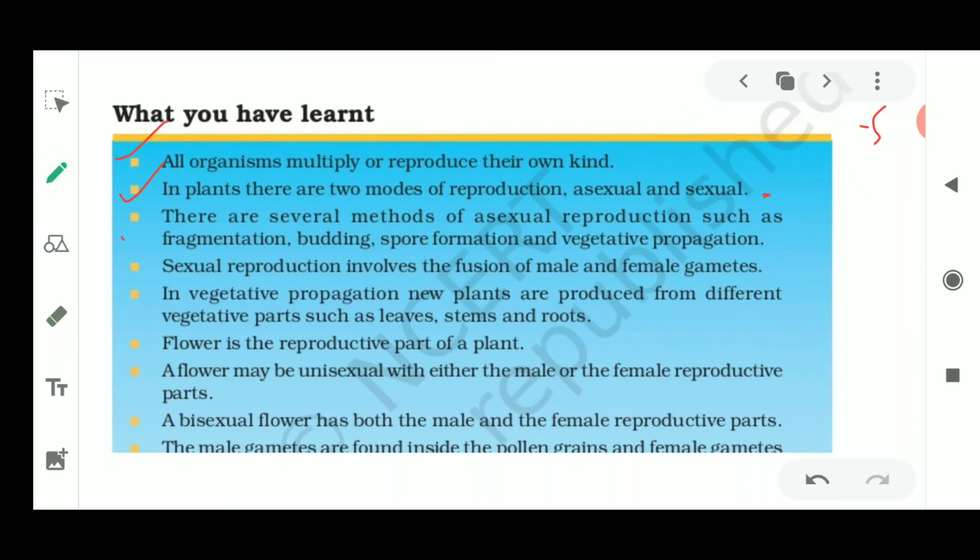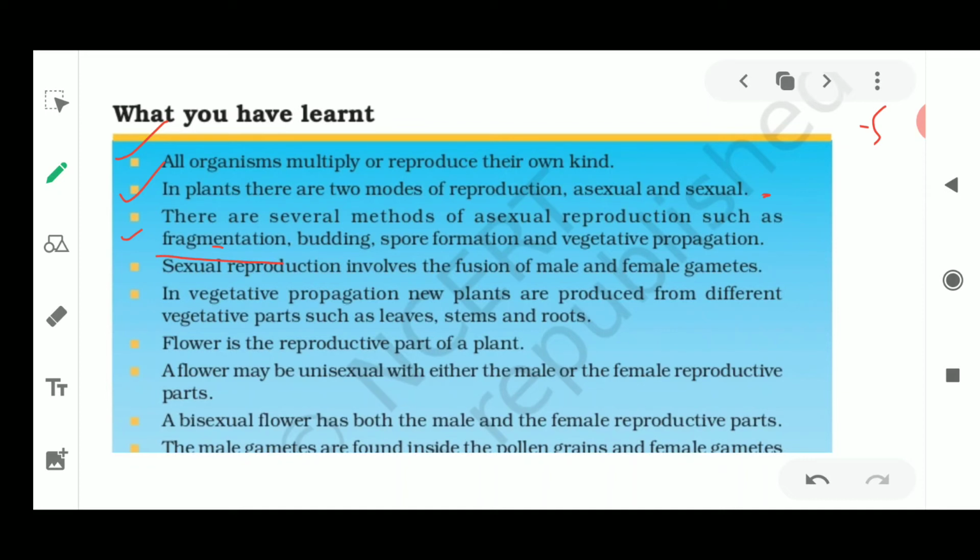Okay, next we will discuss the several methods. We'll move on to the third point. Now it says that there are several methods of asexual mode of reproduction, such as fragmentation, where one plant is broken down into fragments, and each and every fragment which is incomplete is going to complete and form a new plant. Okay, next is the budding. So in budding, the yeast is going to develop an outgrowth, and that outgrowth is going to form a new yeast.